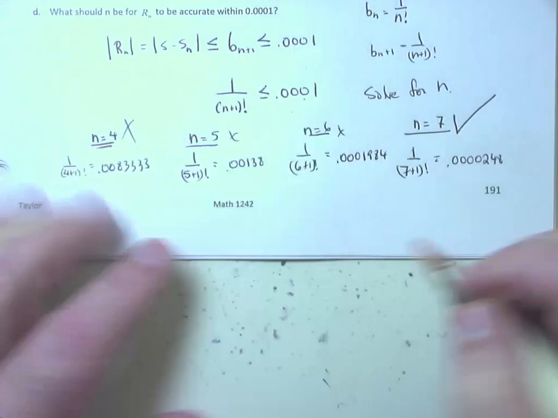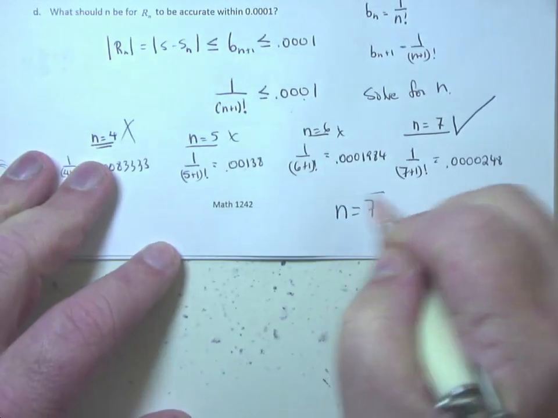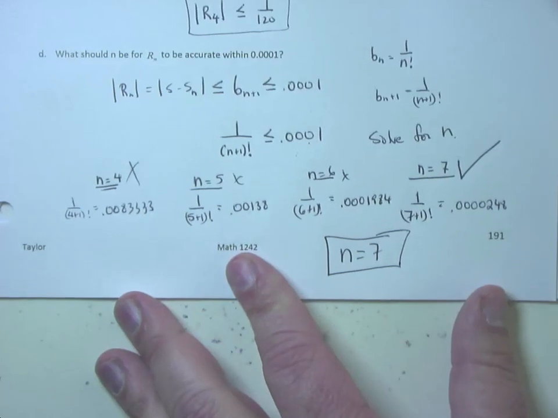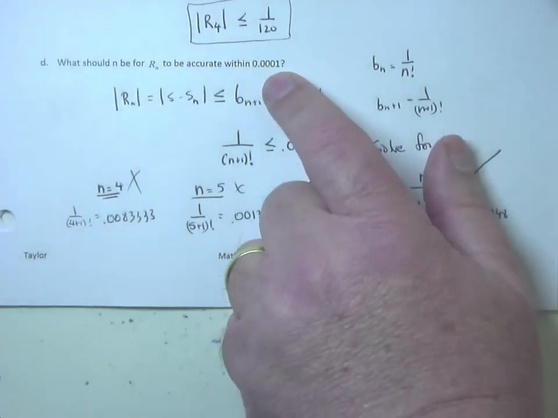Yes, it is. So the answer to this problem is you need to just calculate 7 terms, get S sub 7, and that will give you your tolerance of your series to be within 0.0001.